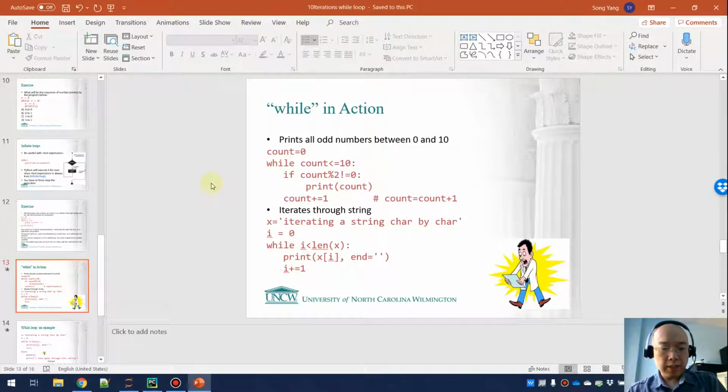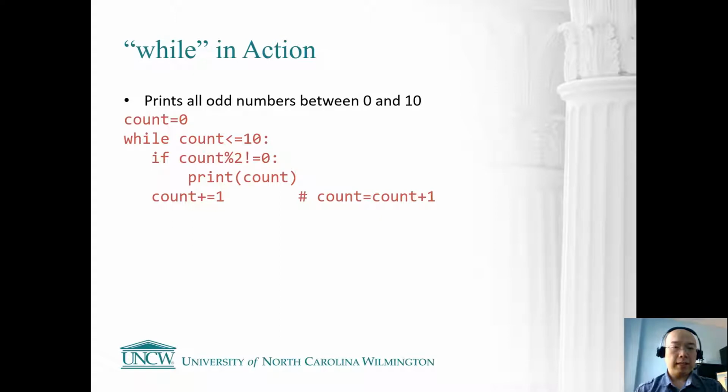Let's see a few more examples about the while loop. Say I want to print all the odd numbers between 0 and 10. I start a value called count equal to 0, and as long as count is smaller than or equal to 10, I'm going to visit all the values from 0 to 10, right? Then I check if count mod 2 is not 0. This means it's an odd number, so I print that. Otherwise, if that is not true, this means I'm visiting an even number, and then I do nothing.